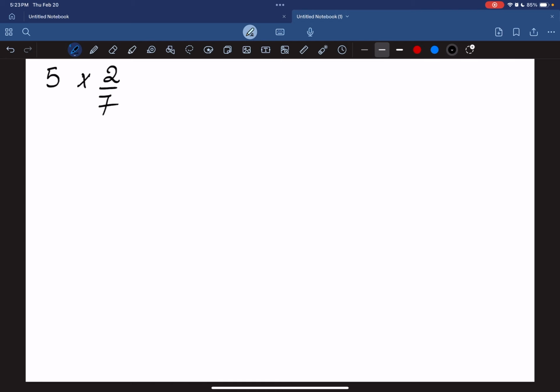Let me use blue just to show that I've now changed that whole number to a fraction. So now we basically have something resembling what we just did previously, and that's always our aim: just try to get back to what we actually learned before.